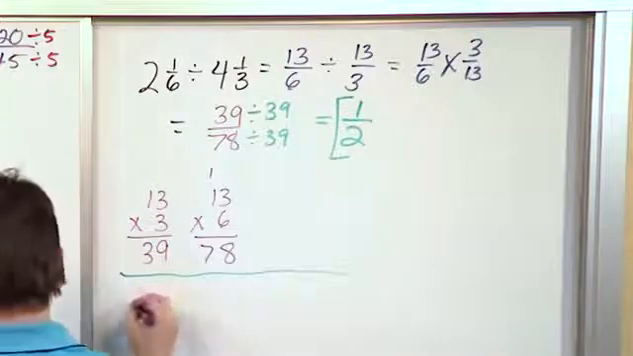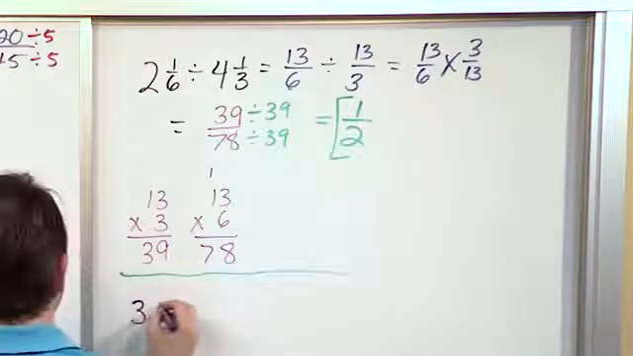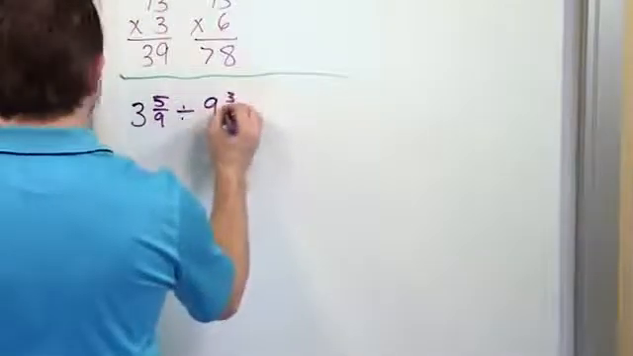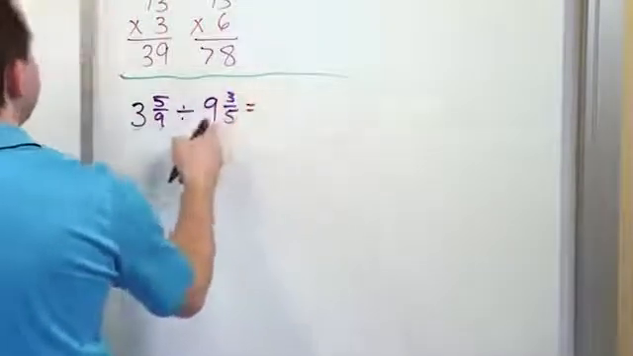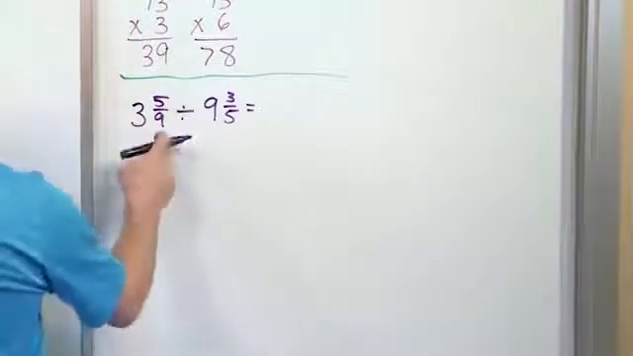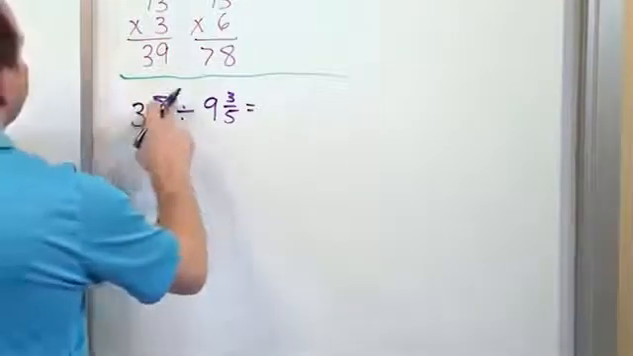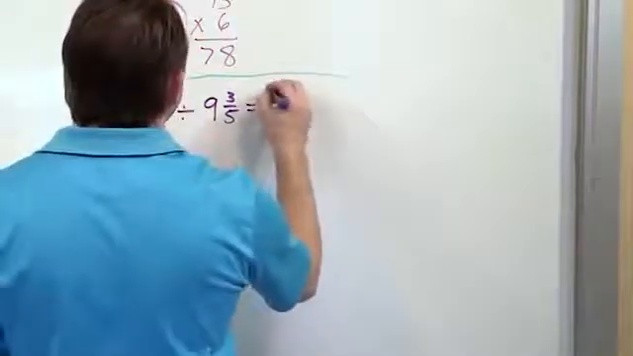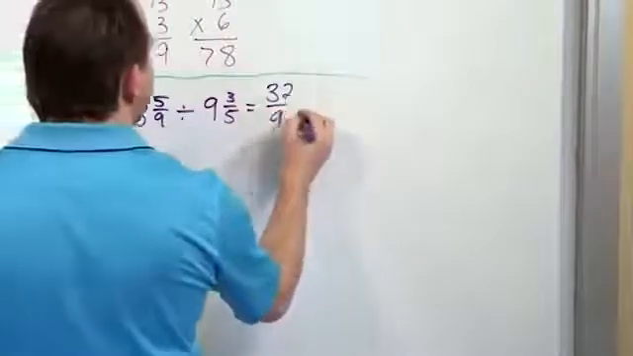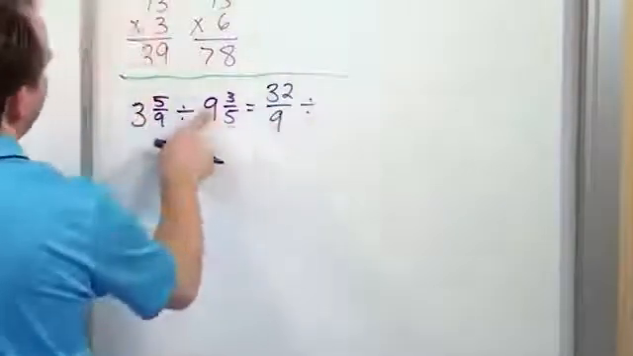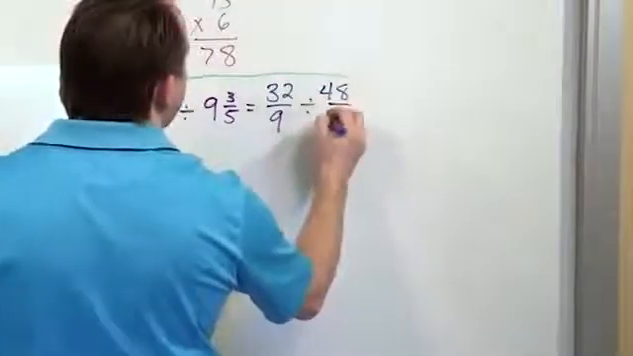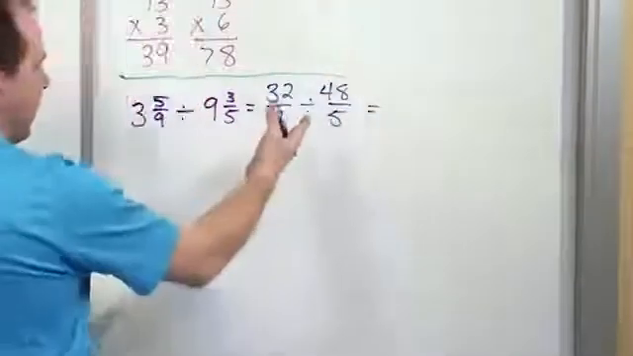So let's do one last one. We'll have to do some side math as well. 3 5/9 divided by 9 3/5. So you see you have big numbers out in front, and that's going to cause these issues. 9 times 3 is 27, plus 5 is 32. You get 32 over the 9 here, and you're still dividing by this. 9 times 5 is 45, plus 3 is 48. And on the bottom you have the 5.